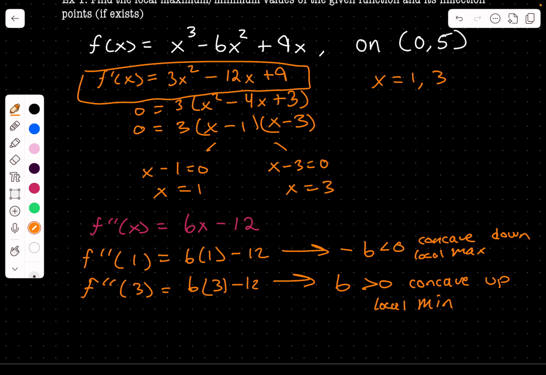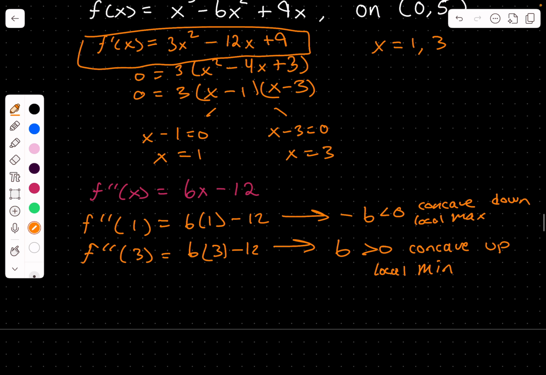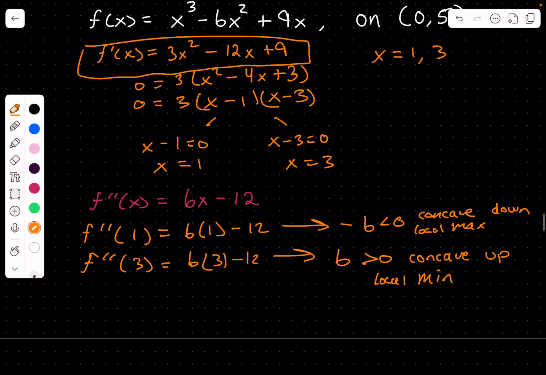Now that we have identified what our max and min is, we can find our ordered pair for these two values. In order to find our ordered pairs for these two values, we simply plug in 1 and 3 into our original function, and that's going to give us our ordered pair. Let's do that now. I'm going to do it in a different color because we have a lot going on already on the screen.